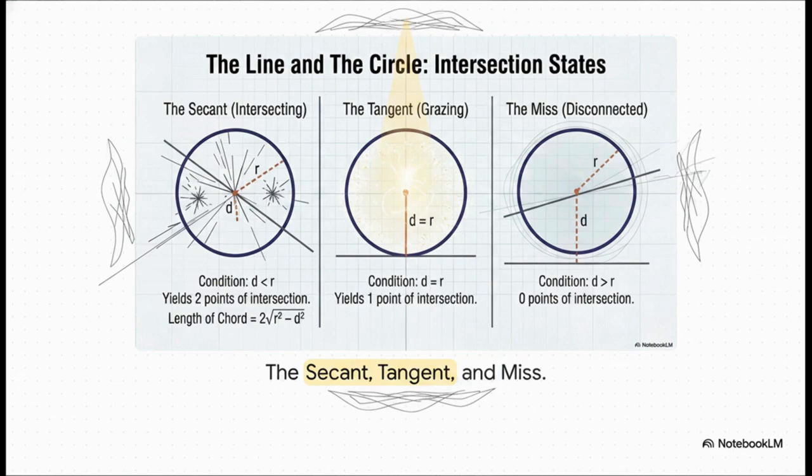If d is less than r, the line cuts right through our circle, creating 2 intersection points and forming what we call a chord, or a secant line. If d is greater than r, the line just completely misses. But the real magic happens right in the middle, when d exactly equals r. The line perfectly grazes the boundary at exactly one single point. That right there is your tangent.